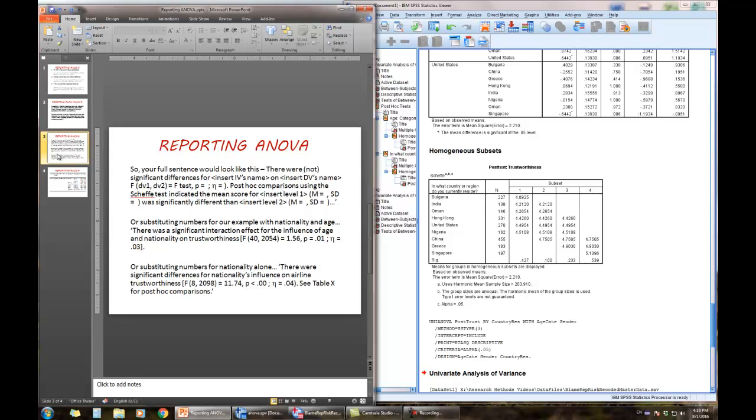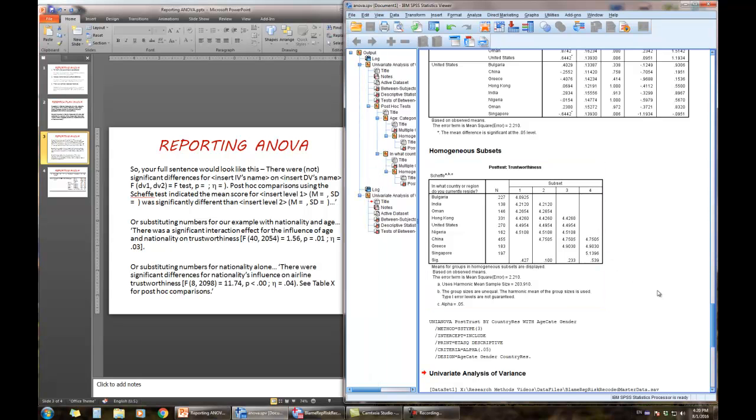So if you take a look at the model sentence, but then if you substitute our numbers for the example of the interaction effect, our example with nationality and age, that sentence might look something more like this. There was a significant interaction effect for the influence of age and nationality on trustworthiness. F, with degrees of freedom of 40 and 2054, equals 1.56, and p equals 0.01 with a partial eta squared of 0.03. Now, let me show you where we put those in from.